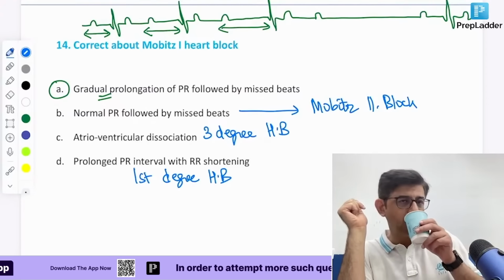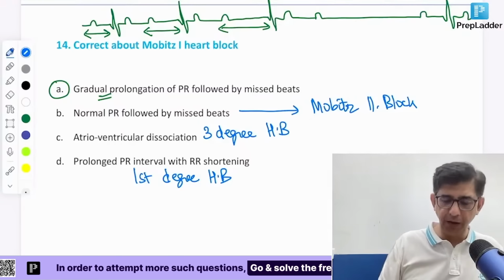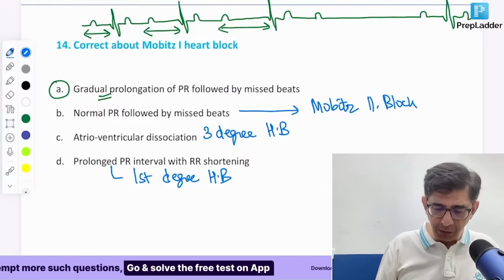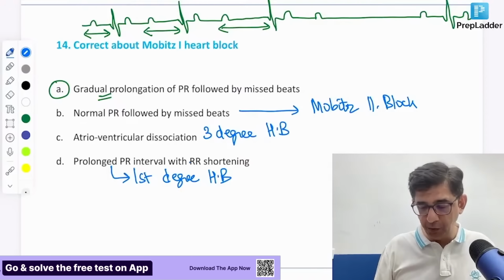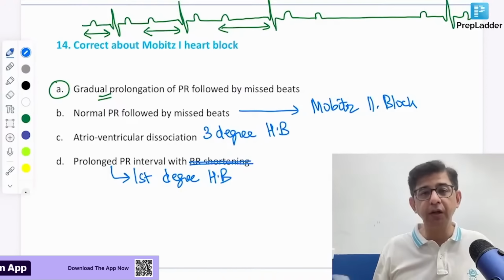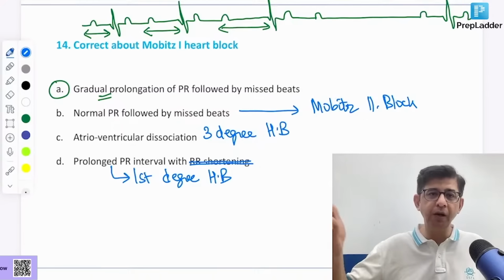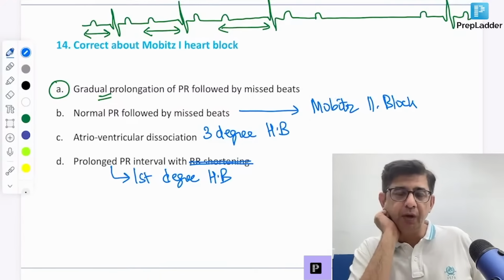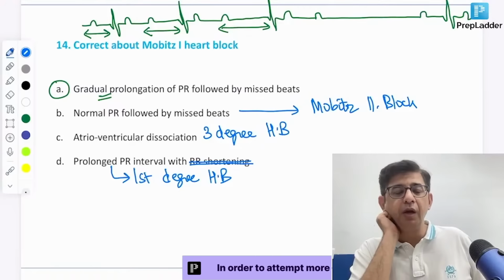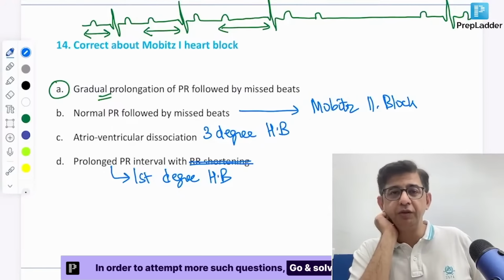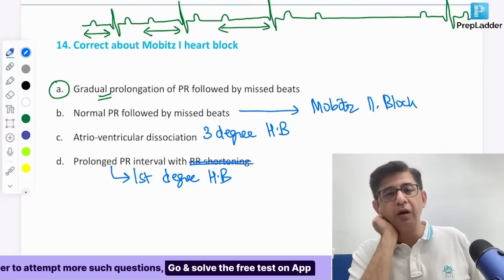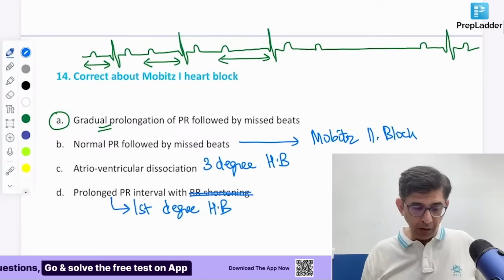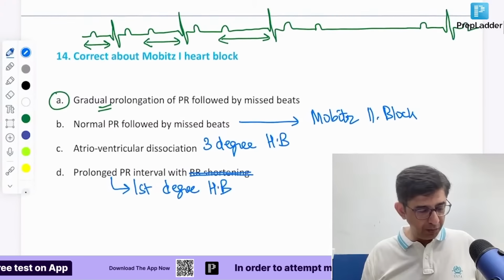That's easier to remember. Yeah, in fact, I should have mentioned it: prolonged PR interval only, not shortening. If I remove this, because you cannot have a shortening of the PR. No, PR will be normal with respect to first degree heart block. Nikhil, you're right. I did say that verbally, but yeah, I should have pointed that out. Prolonged PR interval alone is a feature of first degree heart block with no changes in the PR interval, as has been asked earlier. Okay, so the answer to 14 is option number A.